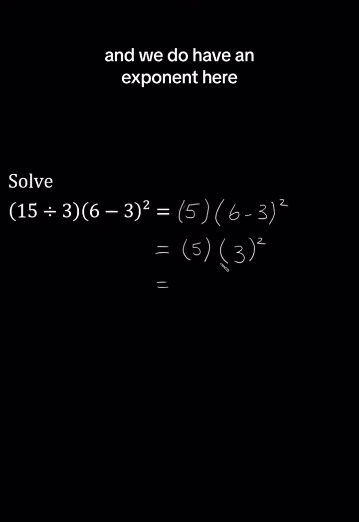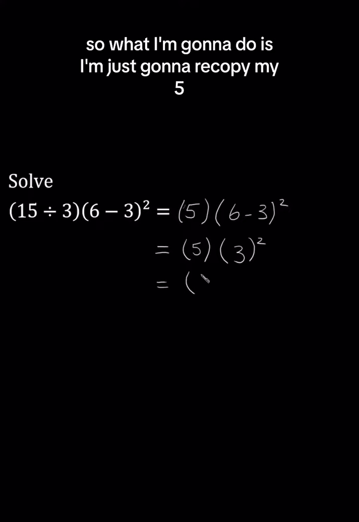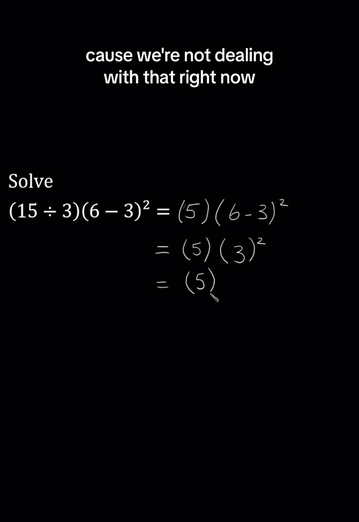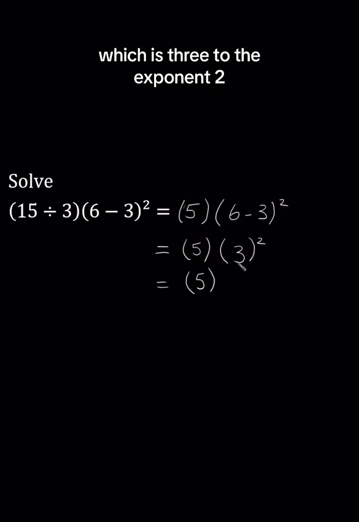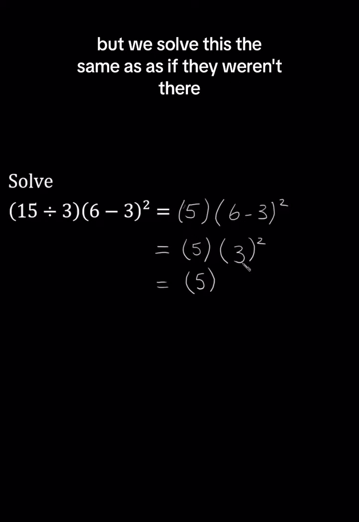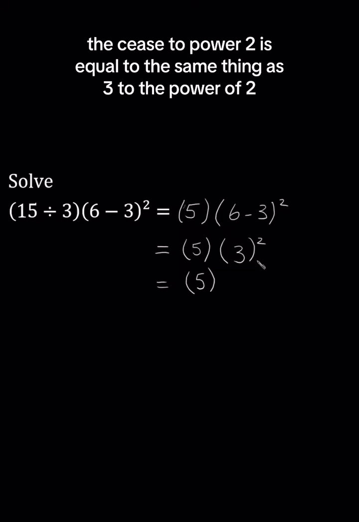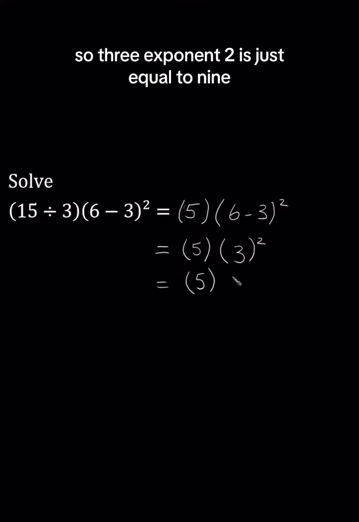And we do have an exponent here. So what I'm going to do is I'm just going to recopy my 5, as we're not dealing with that right now. I'm going to look at the second part of this equation, which is 3 to the exponent 2. Now, we do have these parentheses here, but we solve this the same as if they weren't there. 3 in parentheses to the power of 2 is equal to the same thing as 3 to the power of 2. So 3 exponent 2 is just equal to 9.